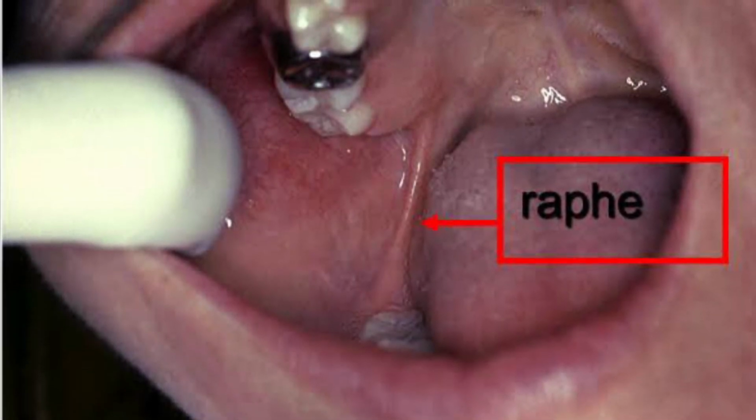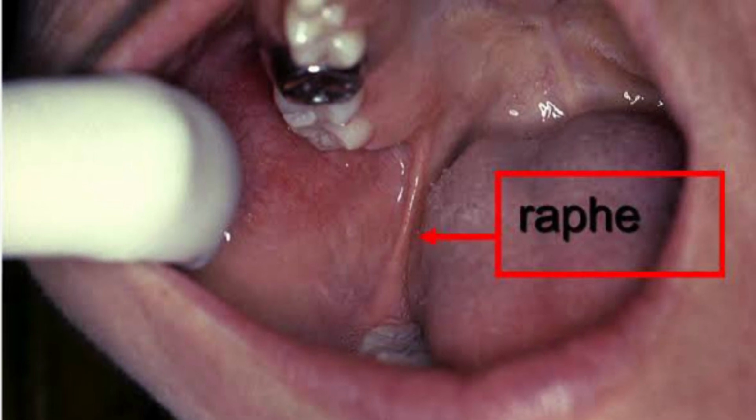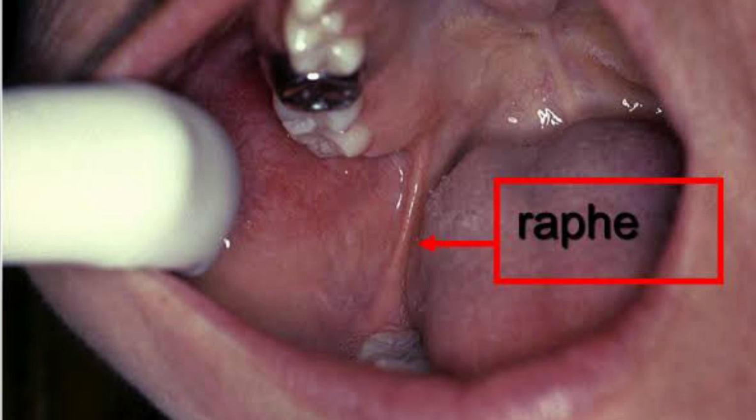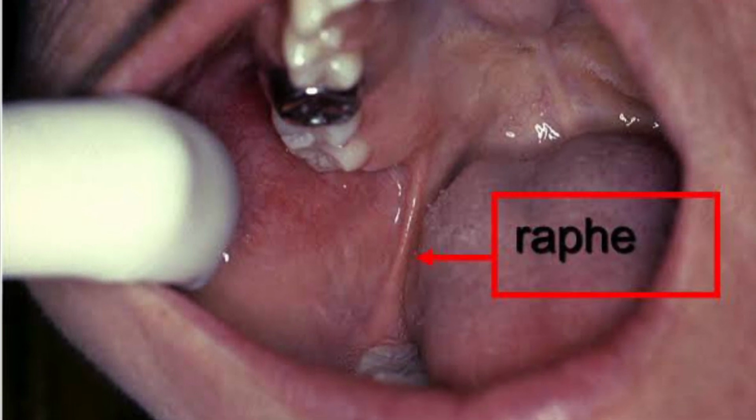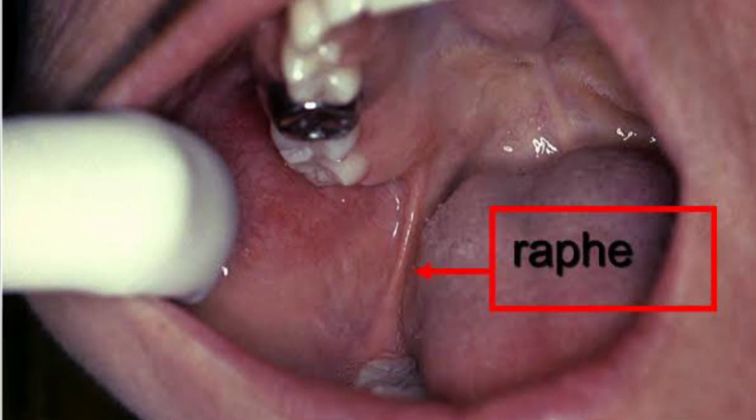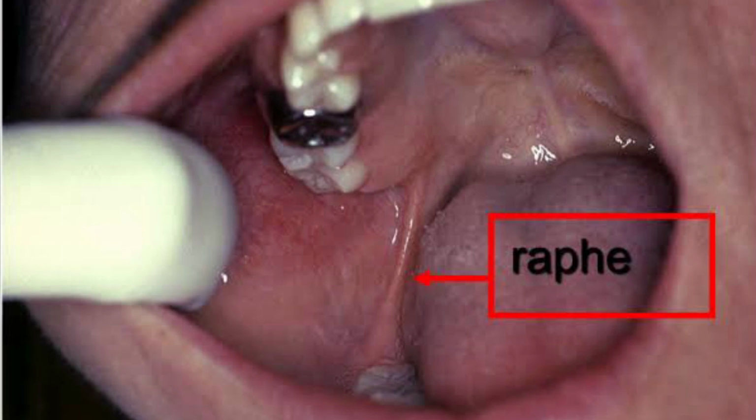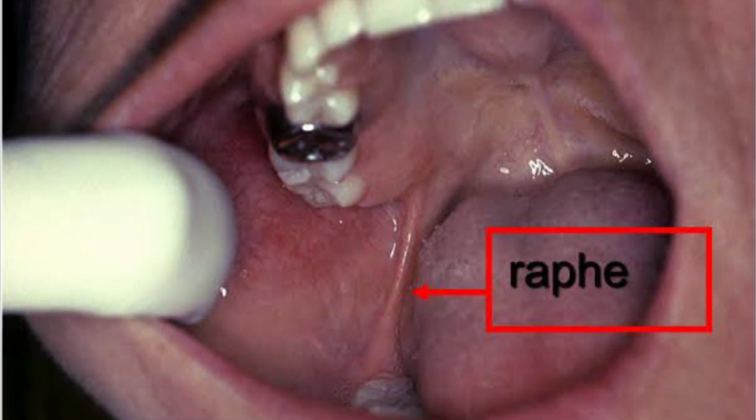You can see in this picture it's coming from the pterygoid hamulus superiorly, and going down into the mandible just behind the third molar. You can see this elevated part is the pterygomandibular raphe. This is also an extrinsic ligament of the TM joint.